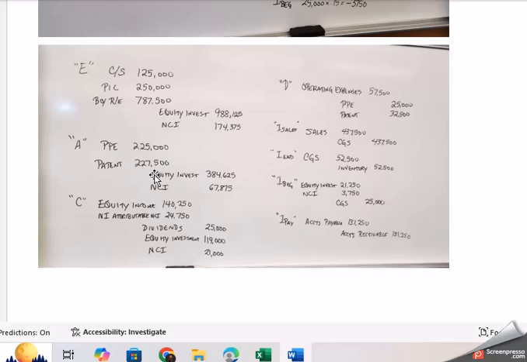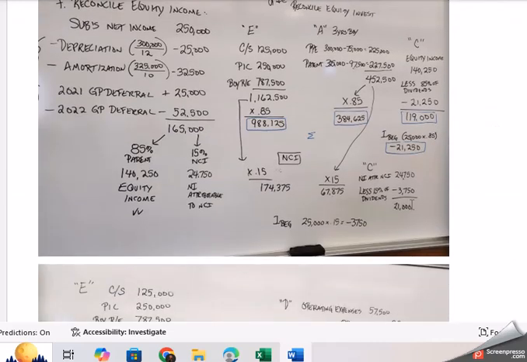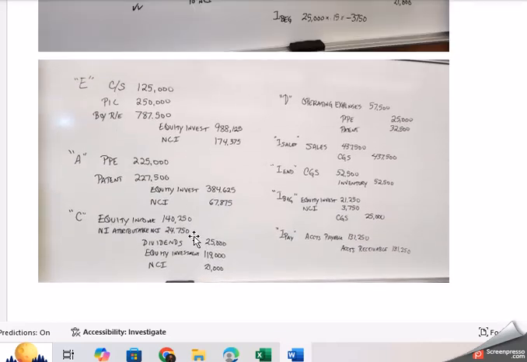Same A entry, 85% to the parent, 15% to the NCI. The C entry, again, pick it up more off of how I mapped it out up in that first one, so you can kind of see it. But some of the basics are, we are eliminating our equity income completely. We are eliminating the dividends completely. We are setting up that net income attributable to the NCI that we calculated. And then the differences are going to go what I mapped out above to the equity investment and then the NCI.